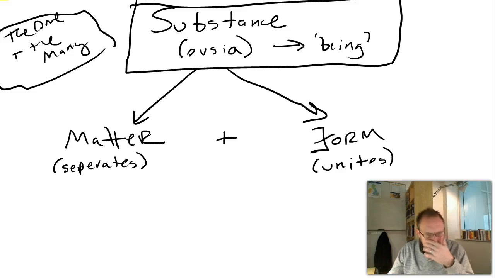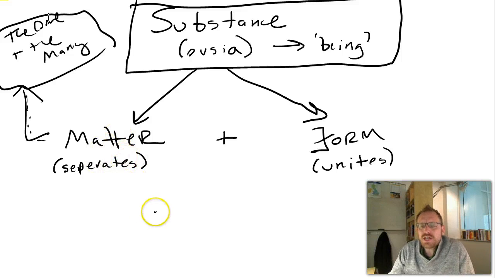So you can see here that Aristotle's distinction between matter and form begins to address this problem of the one and the many, okay? So that might be helpful.